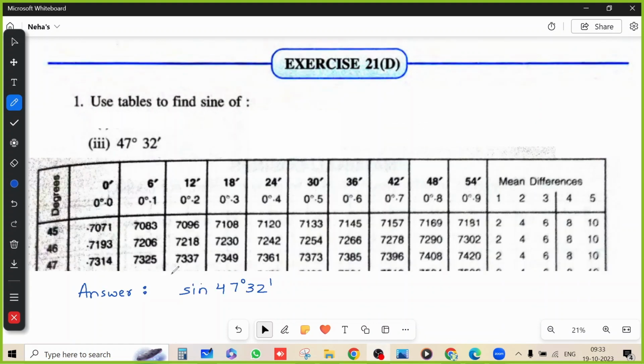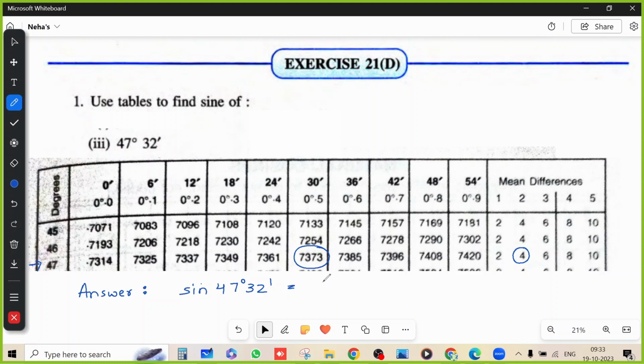We have to find the value of sine 47 degree 32 minute in the third part. So here we are going to refer to the row which has 47 degrees. Now you can see the value of 32 minute is not given here. So we will use the value that is just lesser than 32 minute, which is 7373, and there is a difference of 2 minute between 32 and 30 minute. So we will also use the value of the difference 2 from the mean difference column.